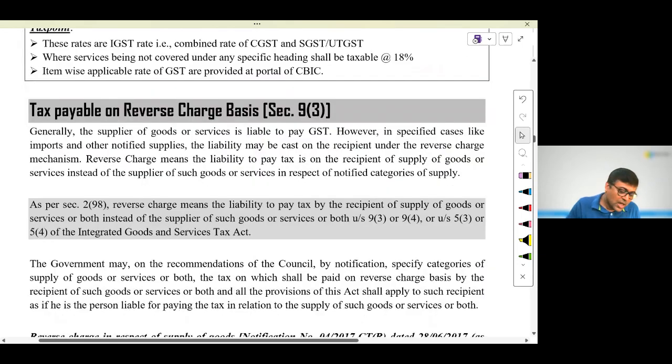Reverse charge. Ideally, the person who is supplying goods or services is liable for GST. However, in certain situations, the recipient of goods or services is required to pay tax on it. The tax is levied on the recipient of these goods or services. This is known as the reverse charge mechanism.